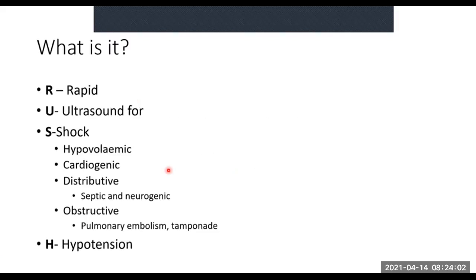So let's see. What is the RUSH protocol? Rapid ultrasound for shock. So hypovolemic, cardiogenic, distributive. Distributive is the other way of saying septic and neurogenic, which we'll get through now, and obstructive, which is pulmonary embolism, tamponade, and also tension pneumothorax in a patient with hypotension. So basically what you are doing is taking your ultrasound machine and looking at certain views. We're going to be mainly looking at the heart because it's the pump, the pipes, which are the veins, and the tank, which is the aorta as well. So we're looking at those three aspects, and then we'll see from there what happens.